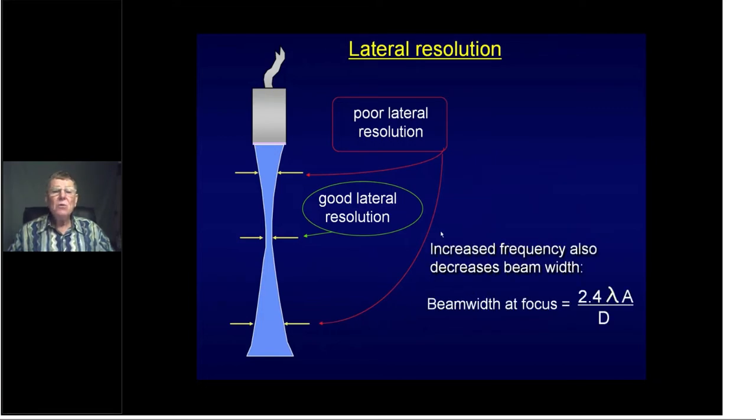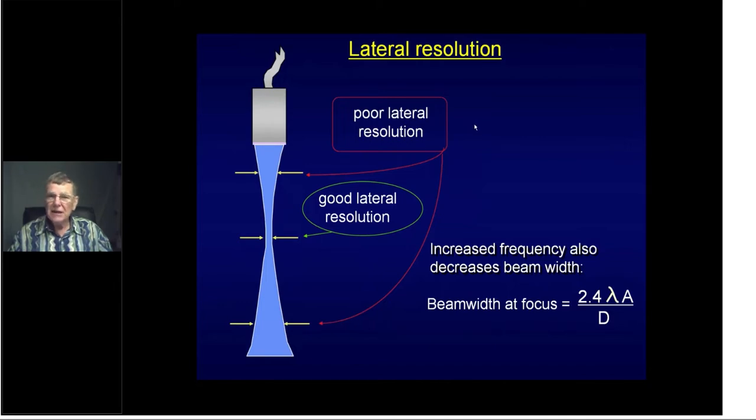Now, if you increase the frequency of your transducer, in fact, you will also improve the lateral resolution. Look at our beam width at focus formula. The beam width is 2.4 lambda A on D, where lambda is obviously the wavelength, A is the focal depth of the transducer or the radius of curvature, and D is the active face of the transducer or the transducer aperture.